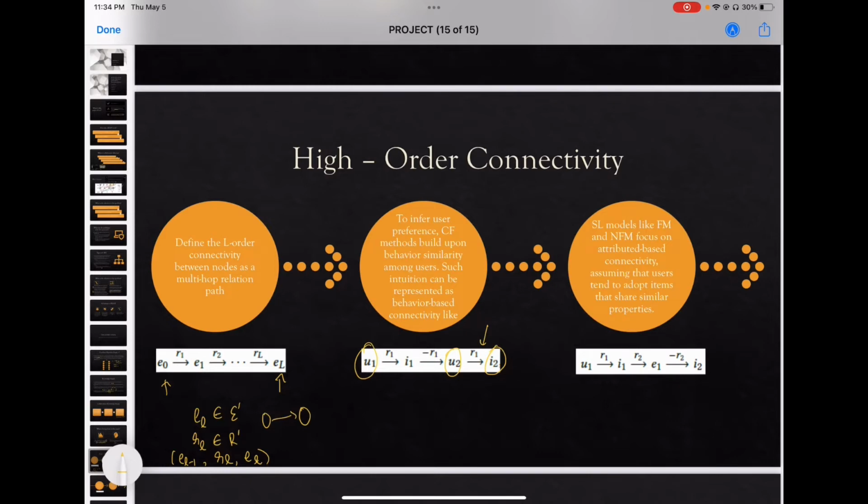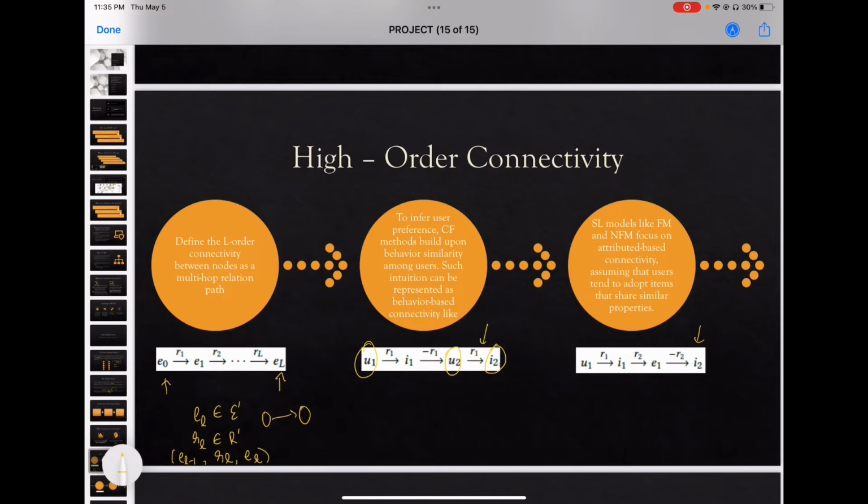And distinct from CF methods, supervised learning methods like FM and NFM focus on attribute-based connectivity, assuming that users tend to adopt items that share similar properties. For example, this relation shown here suggests that user U1 would adopt item I2 since it has the same director E1 with item I1 which she already liked before.